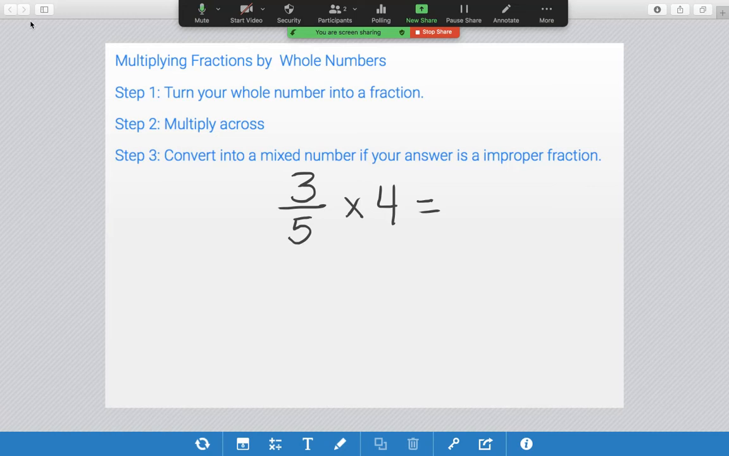In this video, I'm going to show you how to multiply fractions by whole numbers using just equations. And we're going to do that following three easy steps. So step one is in order to do this, you have to turn your whole number into a fraction.